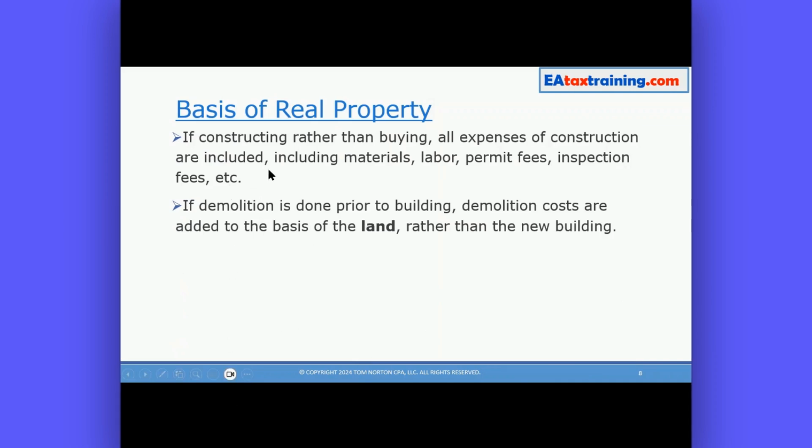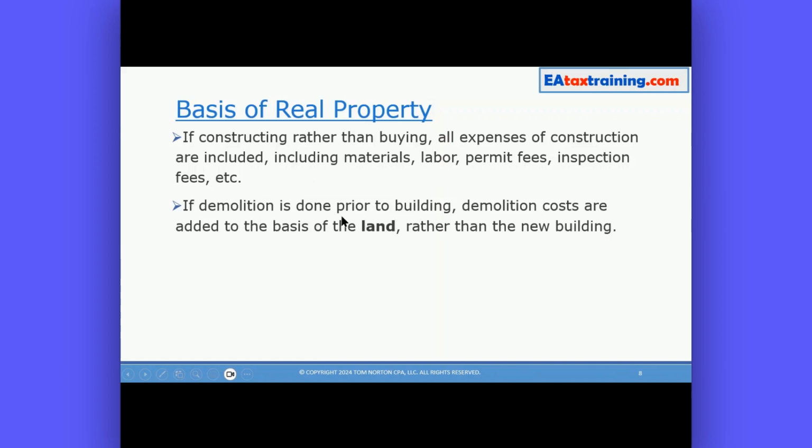Still talking about real property here. If you are constructing a building or real property rather than buying it, then all the expenses of construction are included in the basis of the property, including materials, labor, permit fees, inspection fees, etc. In other words, you cannot deduct those things immediately when you pay them. You have to include those costs in the basis of the property. And then if it is a depreciable asset, then you will depreciate that basis, including all of those costs, over the life of the property.